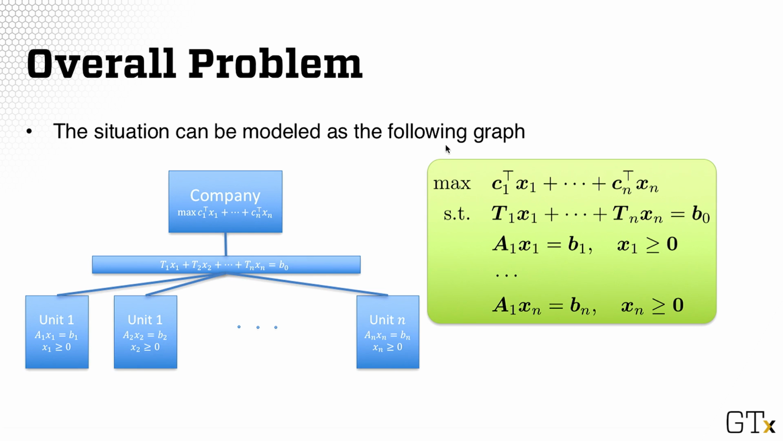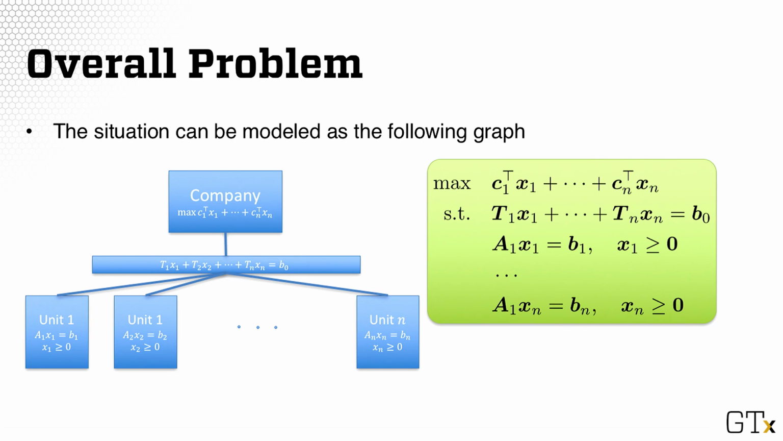So we can formulate this overall problem in the following way. We want to maximize the total objective as a sum of the individual units' objectives, subject to the coupling constraint. These T's are matrices, and x_i's are the decisions of the ith unit. And then we have a set of constraints for each company. So this is the overall problem.